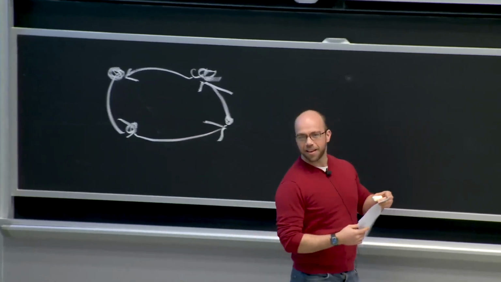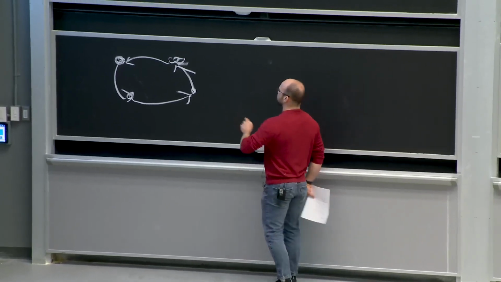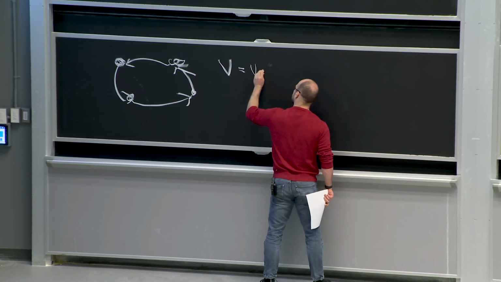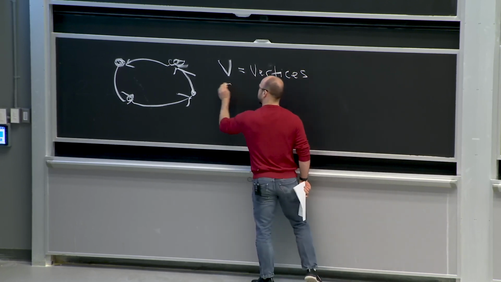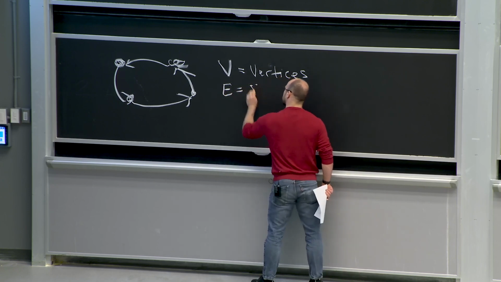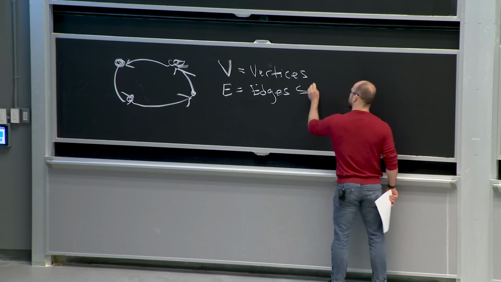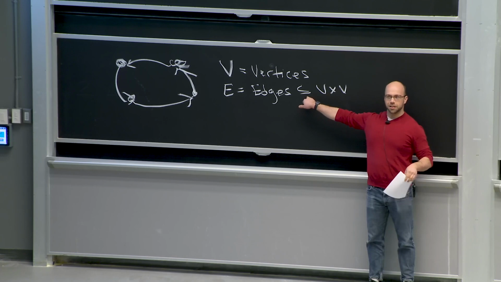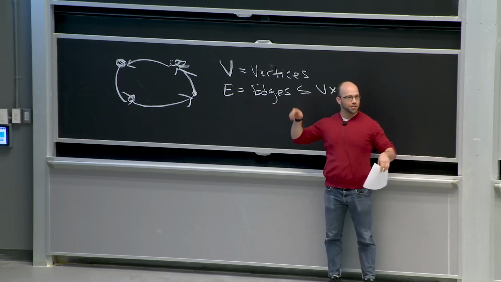And of course, there are many variations on the theme, right? Our basic definition of a graph is that we have some set V, which is the set of vertices. And then we have a set E, which is a set of edges. This is a subset of V cross V, which is nothing more than fancy notation for saying that an edge is a pair of vertices, right? Like a from and a to vertex.